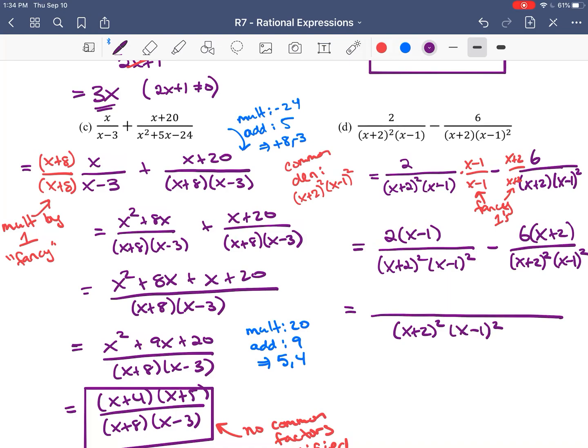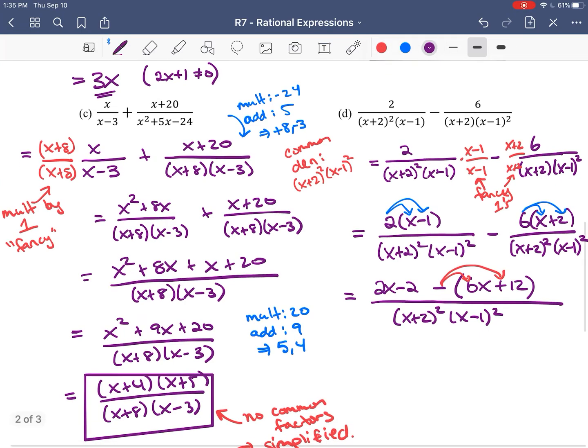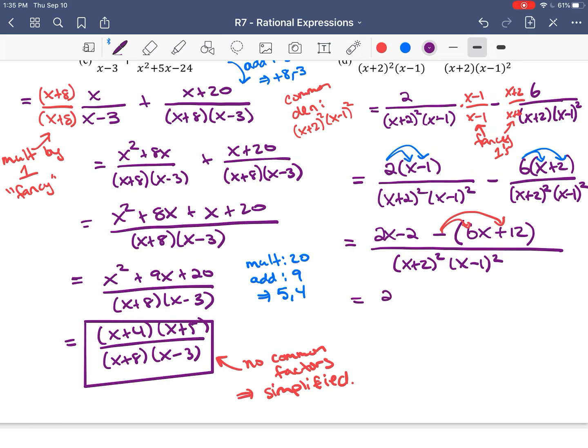So I'm going to have, and I'm going to expand them. So the 2 has to go in, and the 6 has to go in. So it's going to be 2x minus 2 minus, now it's important to put this bracket here, 6x plus 12, because that minus, I have to subtract everything on the top up here. Okay, so that's going to be 2x minus 2 minus 6x minus 12, all over x plus 2 squared times x minus 1 squared.